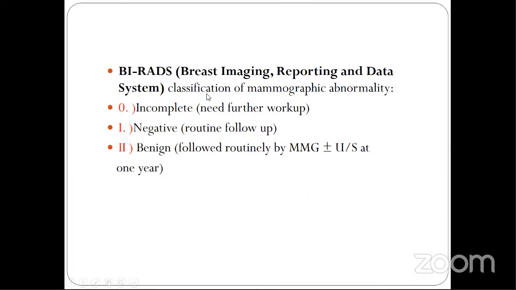Then we have this after mammography. We must have a report scored by the Breast Imaging Reporting and Data System. This system, or this report, will classify abnormality of mammography. The mammography report will be written as BI-RADS 1, 2, 3. What does this mean? We will know in this slide.